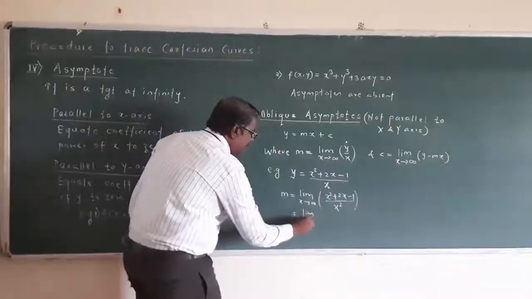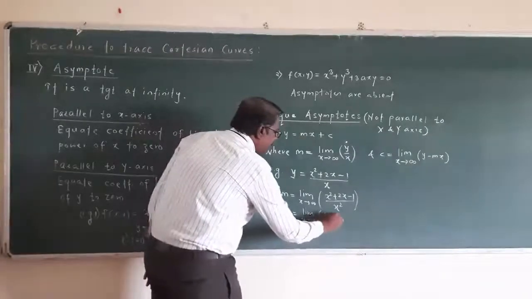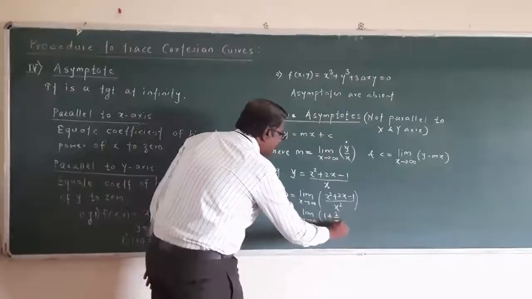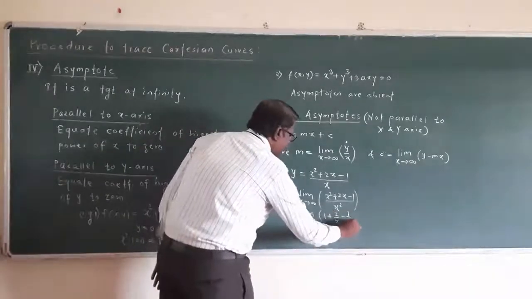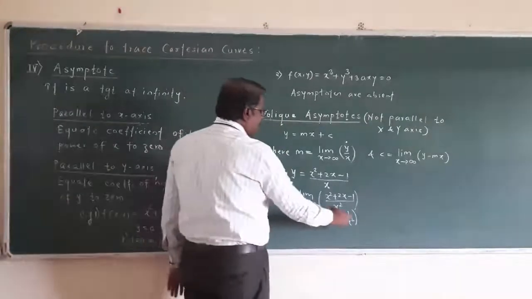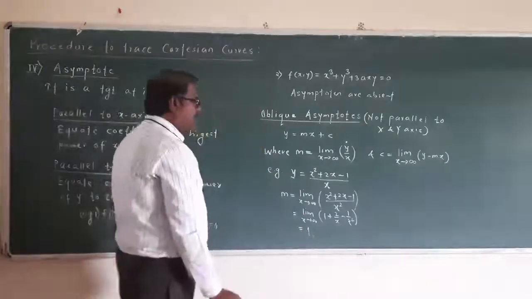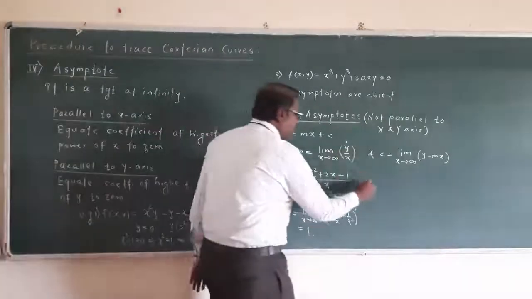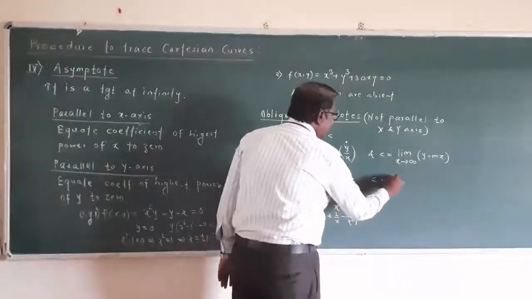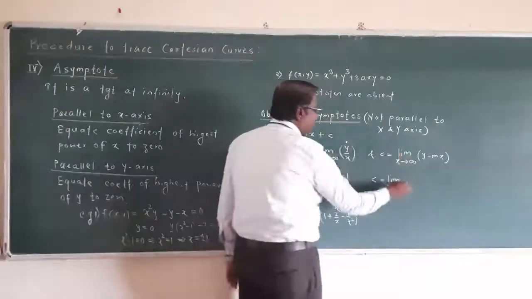So limit x tends to infinity, here it is 1 plus 2 by x minus 1 by x square. As x tends to infinity, these two terms tend to 0, so the value of m is 1. Similarly, what is the value of c? The value of c is limit x tends to infinity y minus mx.